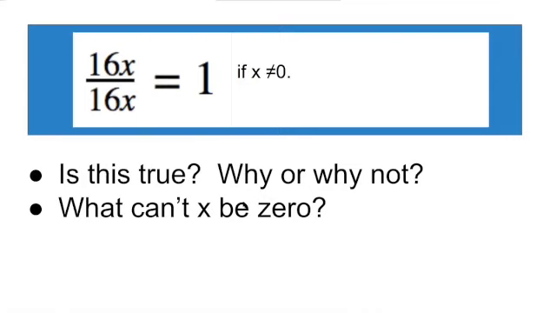The reason why x can't be 0 is because in our number system, dividing by 0 is undefined. We can't take a whole thing and divide it into nothing. So when we divide by 0, we get undefined, or in your calculator it will say error. So the only number that won't make this true is 0, because 16 times 0 would make the entire denominator 0.